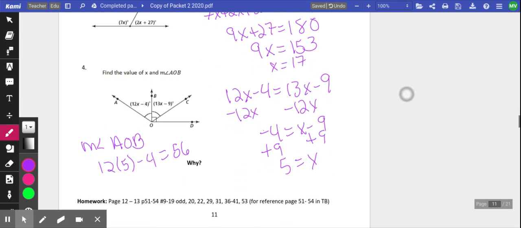Here, for number 4, these little marks mean these two angles are congruent. Congruent means equal. So I said 12x minus 4 equals 13x minus 9. Subtracted 12x and added 9 and found x equals 5. Substituted that back in and got AOB equals 56. If you have any questions, please ask me in class.